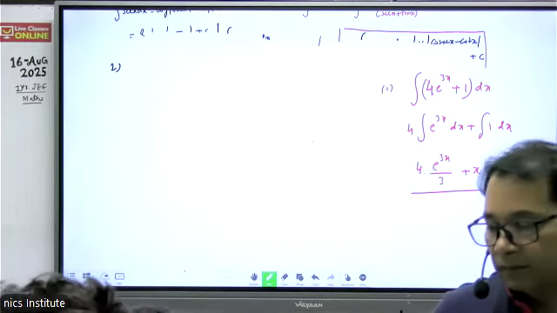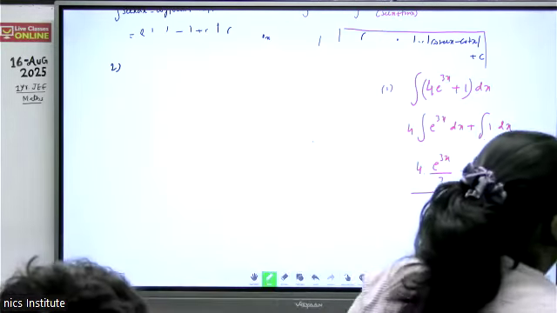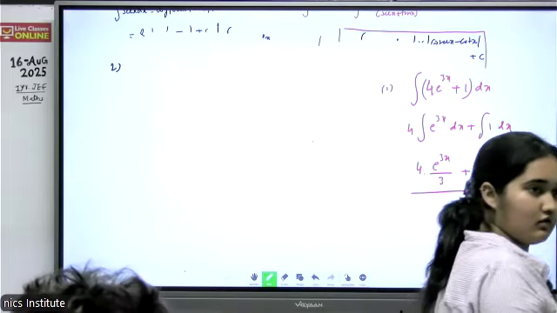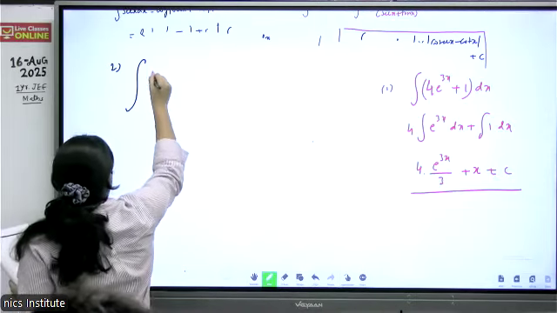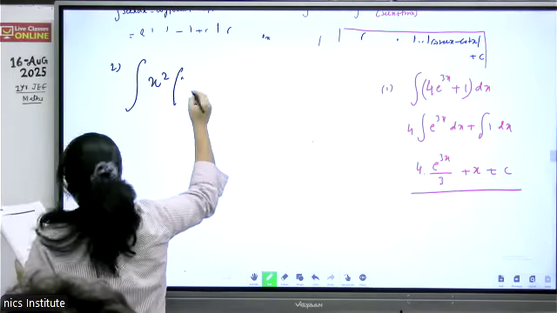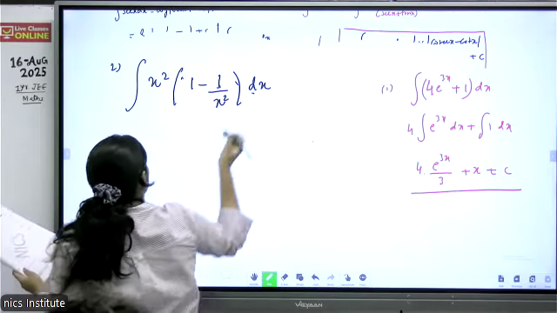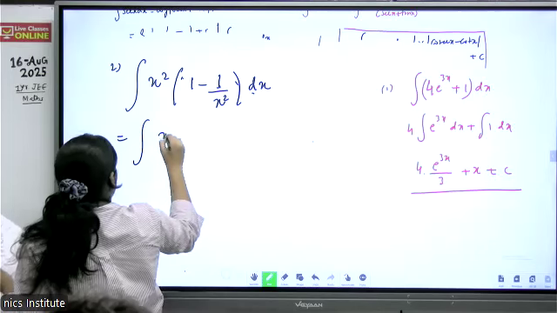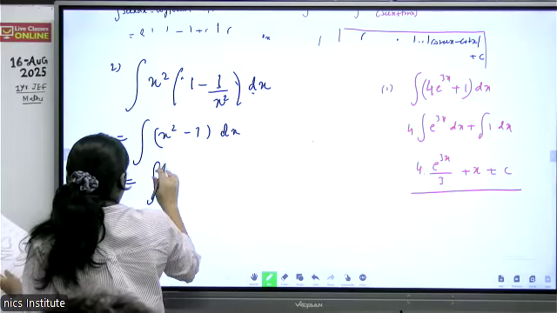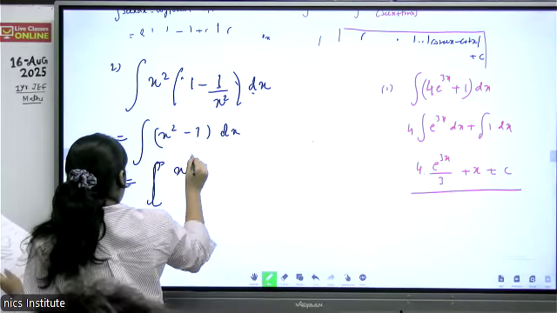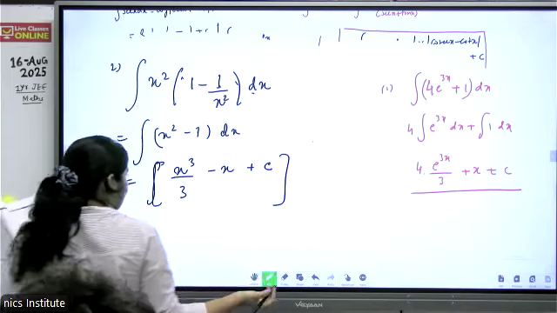Second, third, do it on the board. Second, third on the board. Do fourth, fifth also. Convert sin and cos. Do the third also.